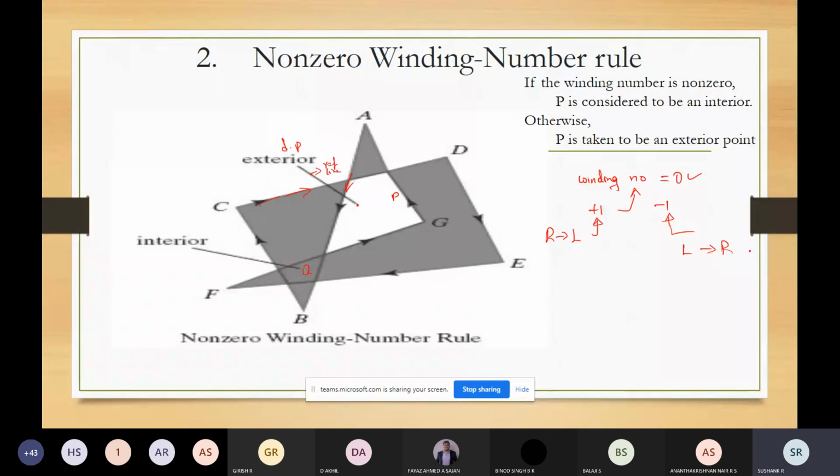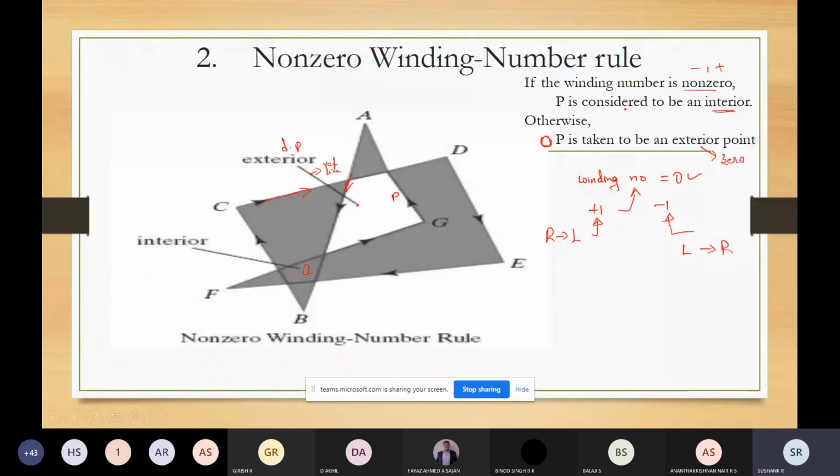Left to right. So after that, you can check if the winding number is non-zero, that is, it can be minus or positive. It can be -1, -2, +1, +2, anything. Then it will be interior. If the winding number is 0, it is exterior. Winding number 0 means it is exterior.